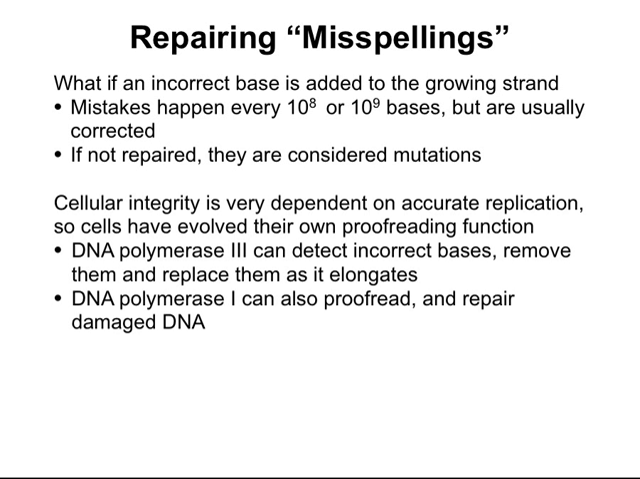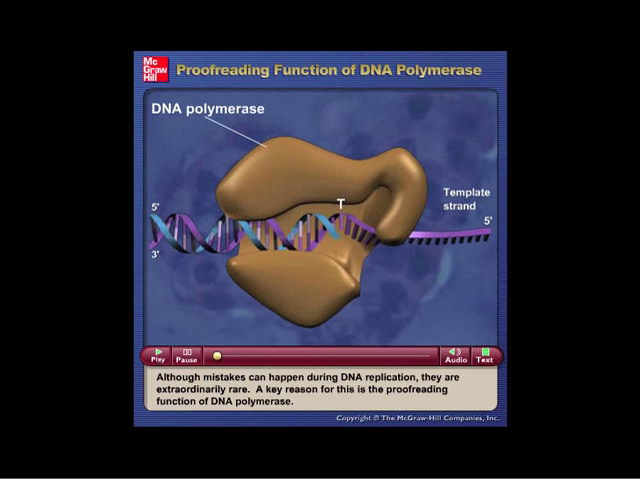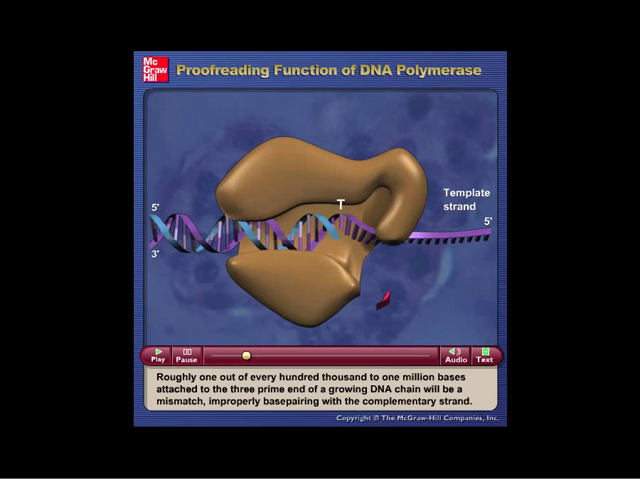Before we move on, let's take a look at an animation about how repairs happen. Although mistakes can happen during DNA replication, they are extraordinarily rare. A key reason for this is the proofreading function of DNA polymerase. Roughly 1 out of every 100,000 to 1 million bases attached to the 3' end of a growing DNA chain will be a mismatch, improperly base pairing with the complementary strand.